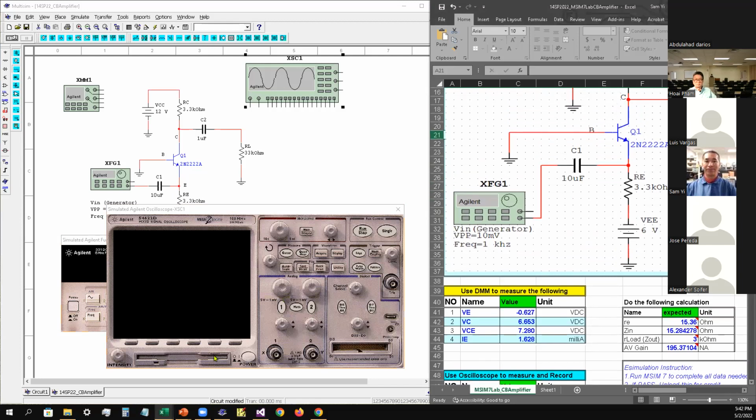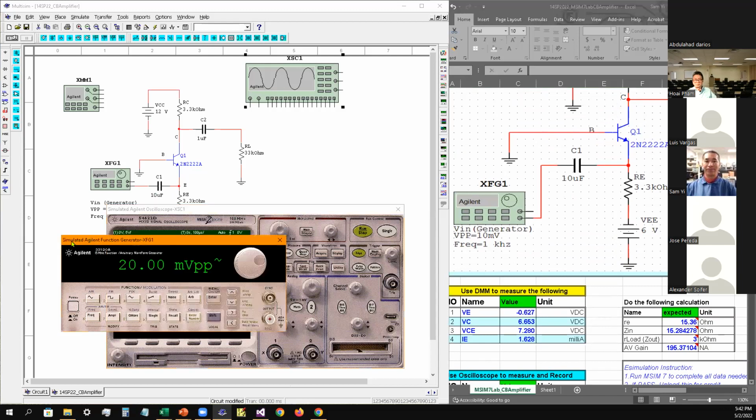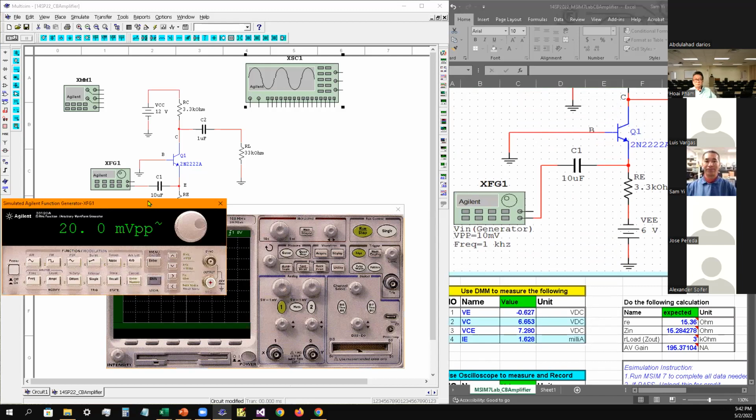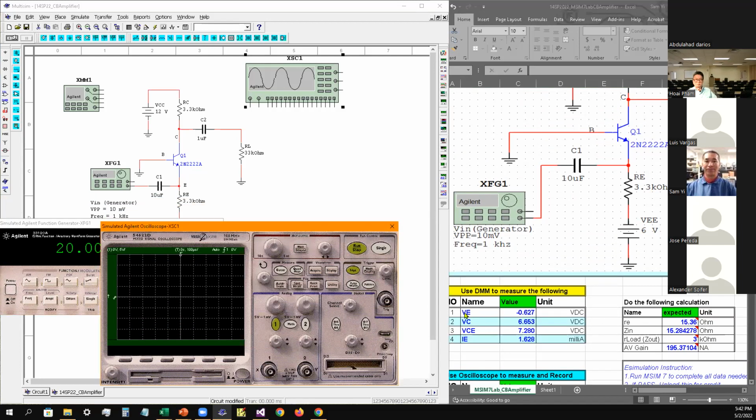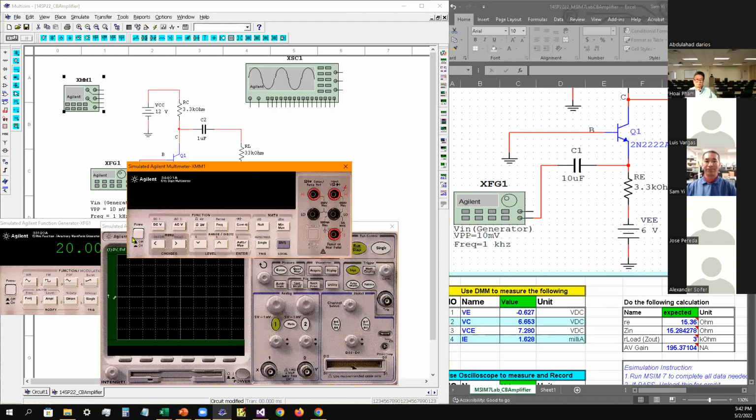So first thing they do is VE. So turn on your oscilloscope. Okay, so this is your oscilloscope. Now they want VE. So this one they use DMM. So therefore this one with DMM.